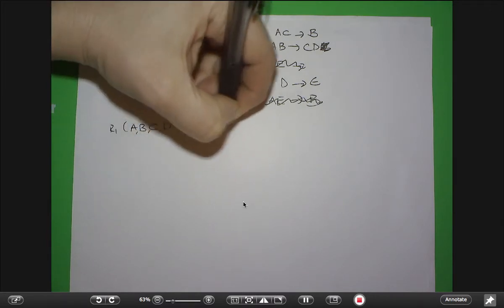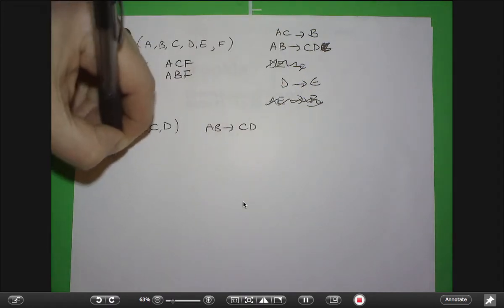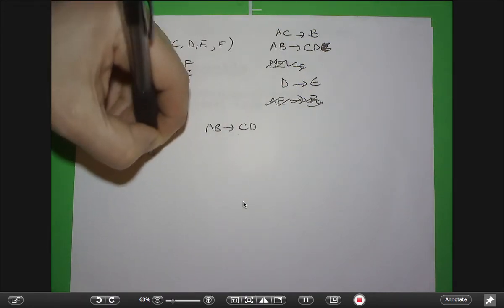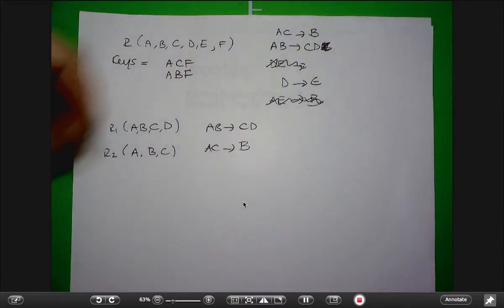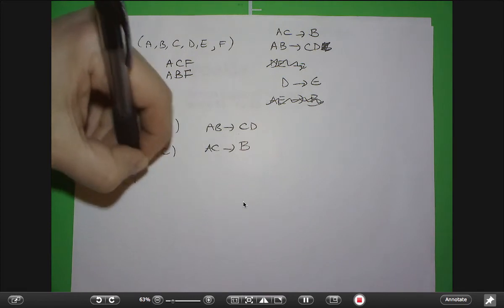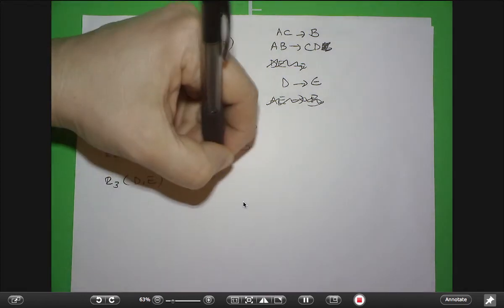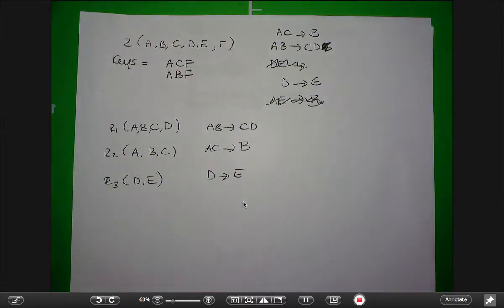So because AB implies CD, I will get another one, A, B, and C, because AC implies B. I will get another one, R3, D implies E. So I have one for each functional dependency. If I do this, what has happened? I lost F, right? Because nothing implied F, and so basically F is lost.